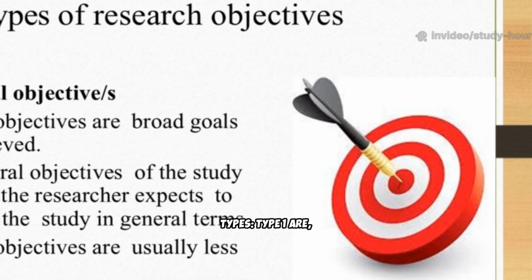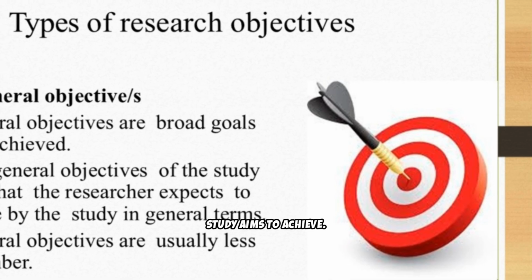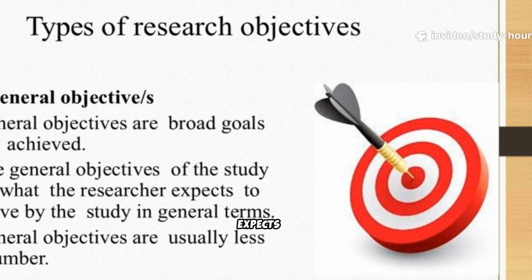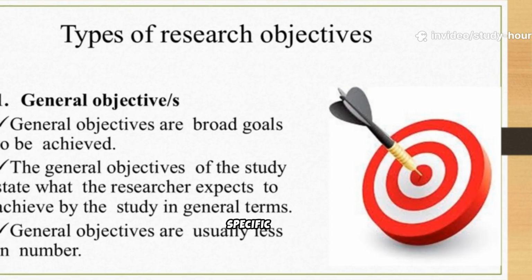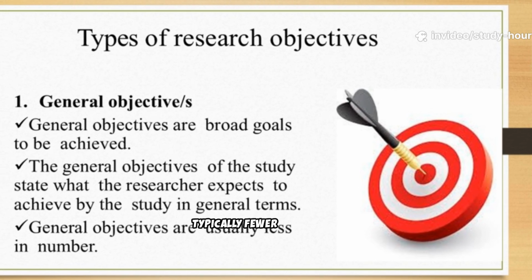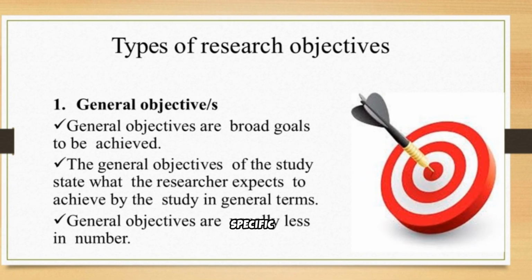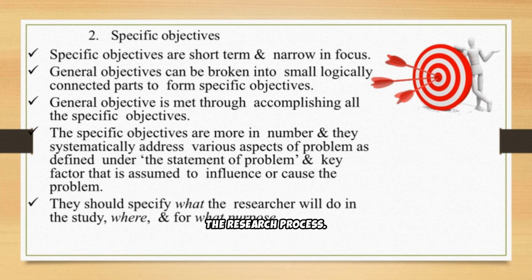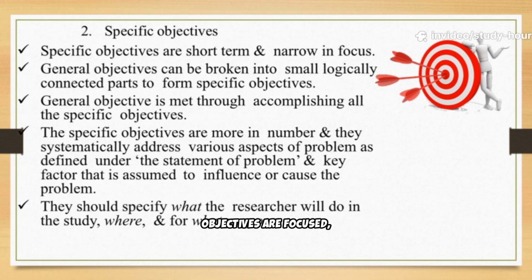Type 1 are general research objectives, which outline the broad goals a study aims to achieve. They express what the researcher expects to accomplish in overall terms, providing direction without detailing specific steps. Typically fewer in number, these objectives serve as a foundation for more focused, specific aims developed later in the research process.